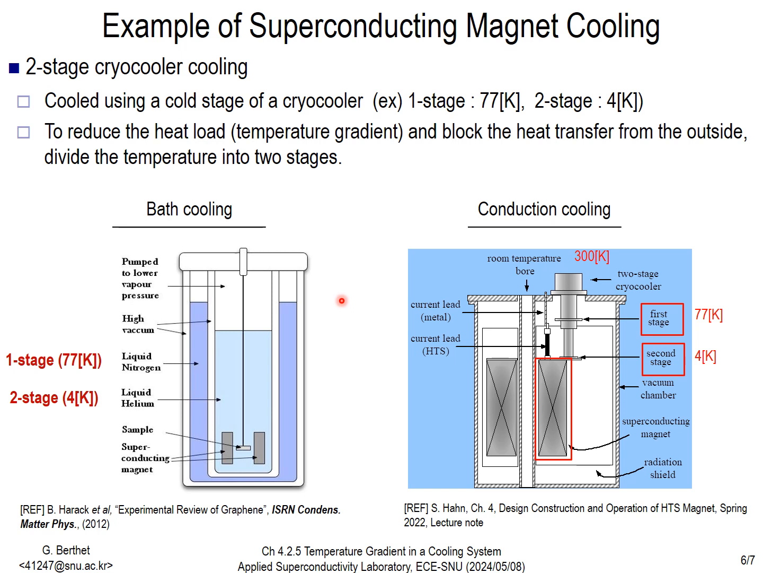However, with this two-stage bath, there is a low temperature gradient for the helium bath and the highest temperature gradient is between the liquid nitrogen and the outside. Therefore, we will consume much less helium. For the conduction method, the same principle is applied with a two-stage cryocooler.